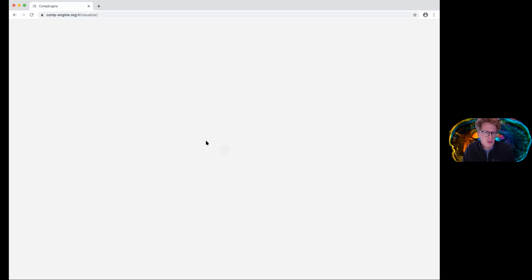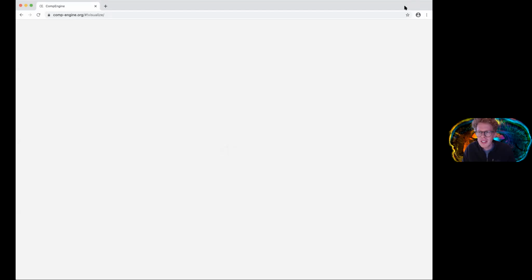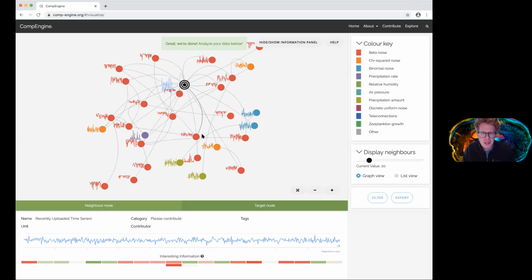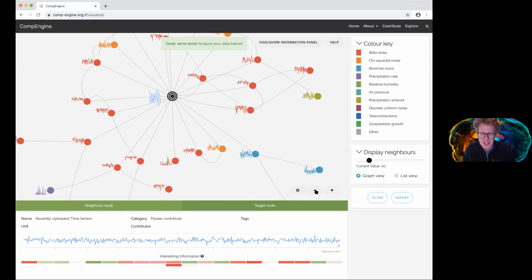Let's see if it works. I actually had problems just yesterday when the SSL certificate went down. Anyway, yeah, so it's working.